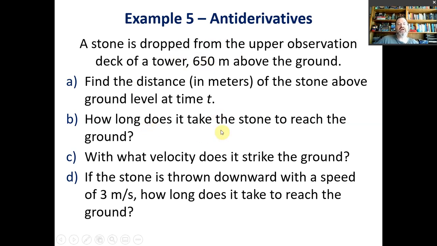So just imagine how long you think it would take for a stone to reach the ground. And then if you throw it downward with a little bit of speed, 3 meters per second is kind of a wimpy throw, how long would it take to reach the ground, right? So just think about that. Do you think it would really increase its ability to reach the ground? So it turns out we can solve all this with antiderivatives.